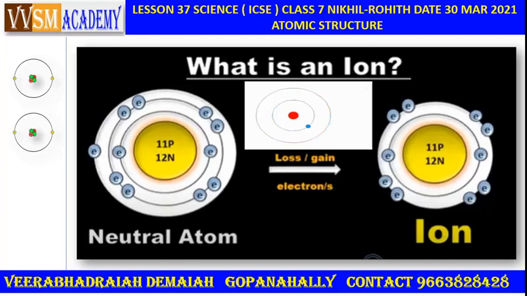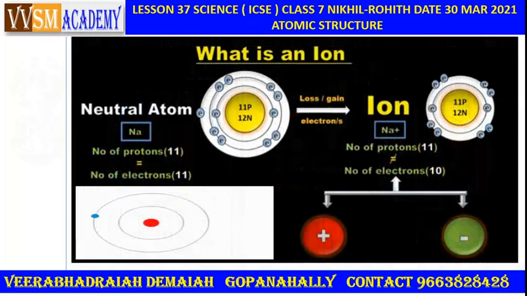Loss of electron, the neutral atom will be positively charged, and gain of electron, the same neutral atom will be negatively charged. It all depends upon the number of electrons lost or gained during the activity and during the chemical reaction. That leads to the study of ions. Now today I would like to discuss what is an ion. An ion is a charged particle, my dear friends.